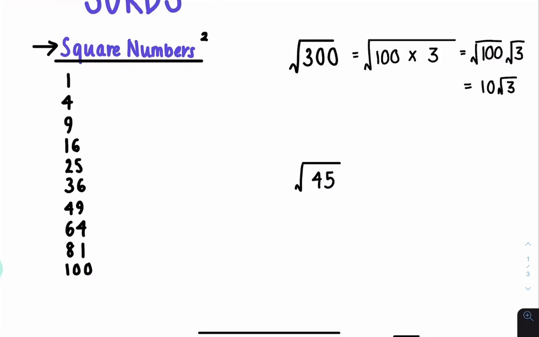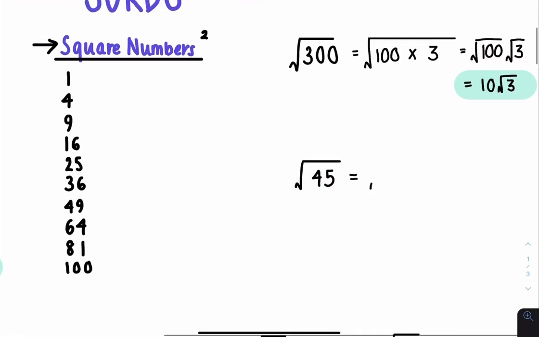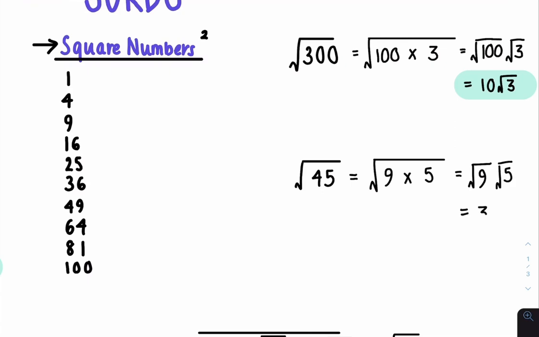Again, pause the video for the next one. Try it yourself. So the largest factor of 45 that is also a square number is 9. And 9 times 5 gives you 45. So I'm going to rewrite this as 9 multiplied by 5. You split it and write it as root 9, root 5. But we know that root 9 is just 3, so the final answer is 3 root 5. And this is the first part of surds.